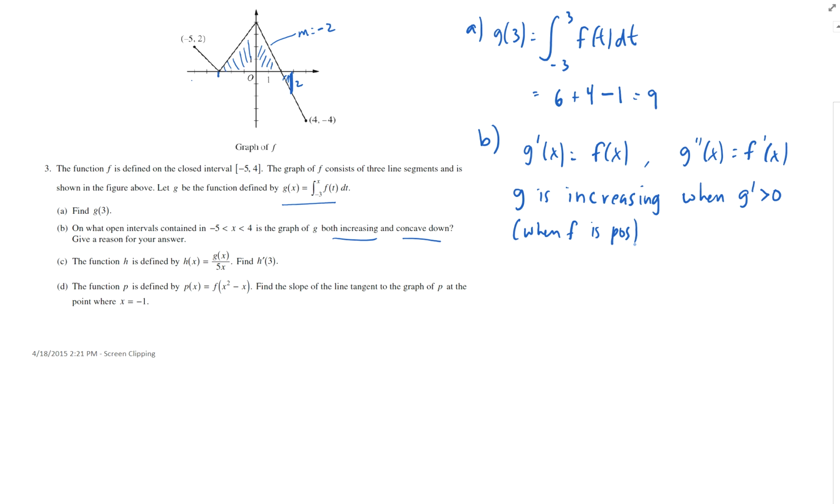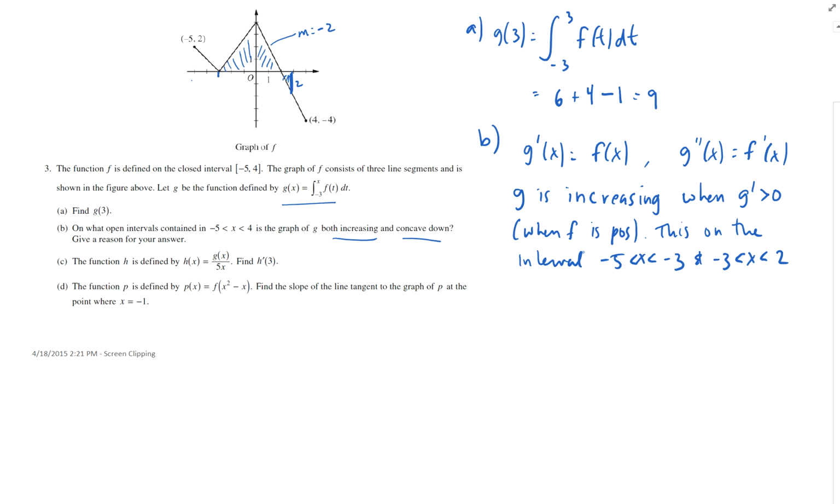So when is f positive? Well, f is positive on the interval, let's see, -5 less than x less than -3, and -3 less than x less than 2, right? That's where f is positive.